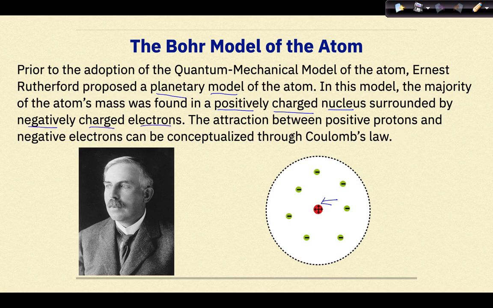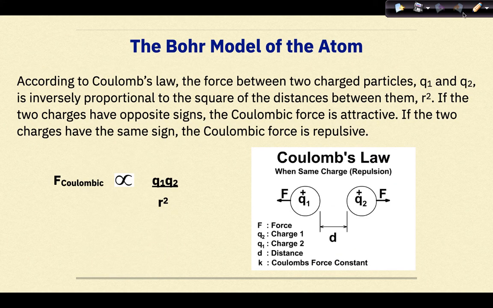The attraction between the positive protons and the negative electrons can be conceptualized through Coulomb's law. According to Coulomb's law, the force between two charged particles, Q1 and Q2, is inversely proportional to the square of the distance between them, r squared. If the two charges have opposite signs, the Coulombic force is attractive. If the two charges have the same sign, the Coulombic force is repulsive.